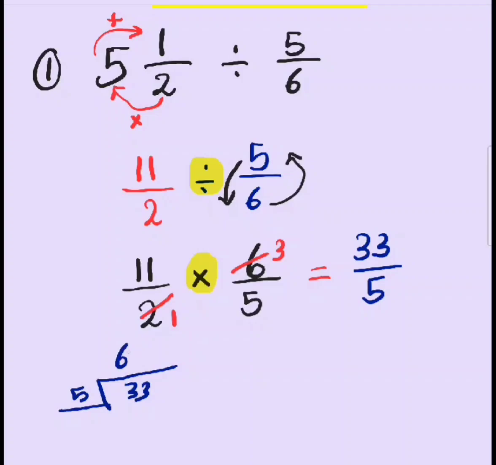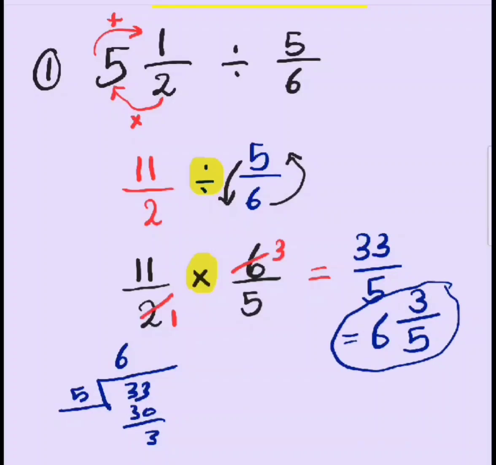Well, 6. That gets us to 30. So that's our whole number portion. Now we do have a remainder of 3. So that's going to be the numerator of our fraction. And we keep our denominator of 5 the same. Always check to see if you can simplify the fractional part. So 3/5 actually is in simplest form already, so we are done. So 6 3/5.